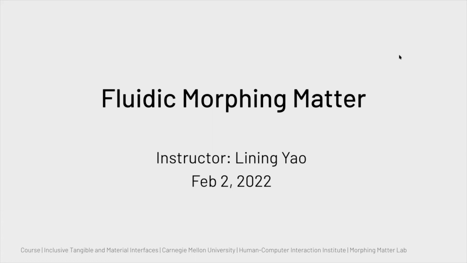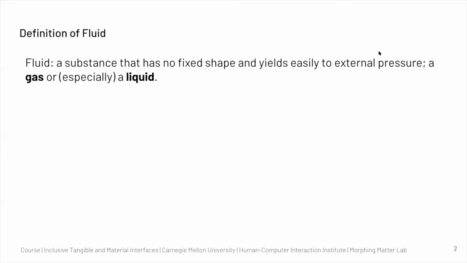Talk about fluidic morphing matter. So the definition of fluidic: a fluid is a substance that has no fixed shape and yields easily to external pressure, such as a gas or a liquid. So this is a Wikipedia way of saying we are talking about air and water and oil.